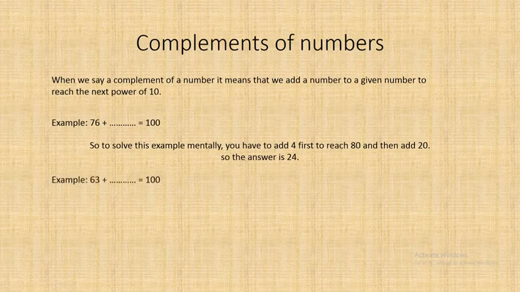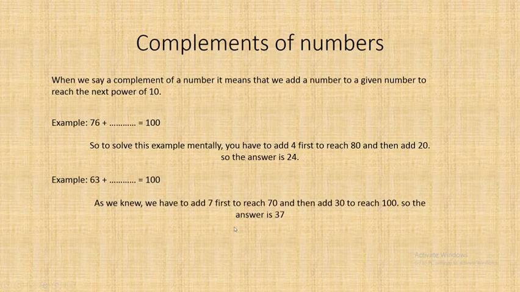Okay? Okay, so another example. 63 plus something equals 100. Using the same strategy, I'm adding 7 to this 63 to be 70. So to reach 100 from 70, I'm gonna add 30. So I added 7 at the beginning and 30 at the end, so it's gonna be 37. Yeah, exactly. So 7 plus 30 is gonna be 37.